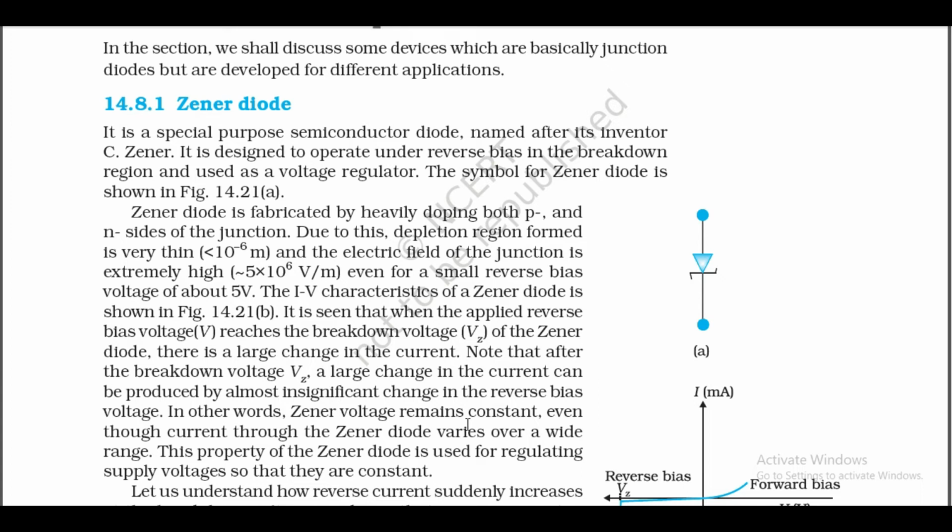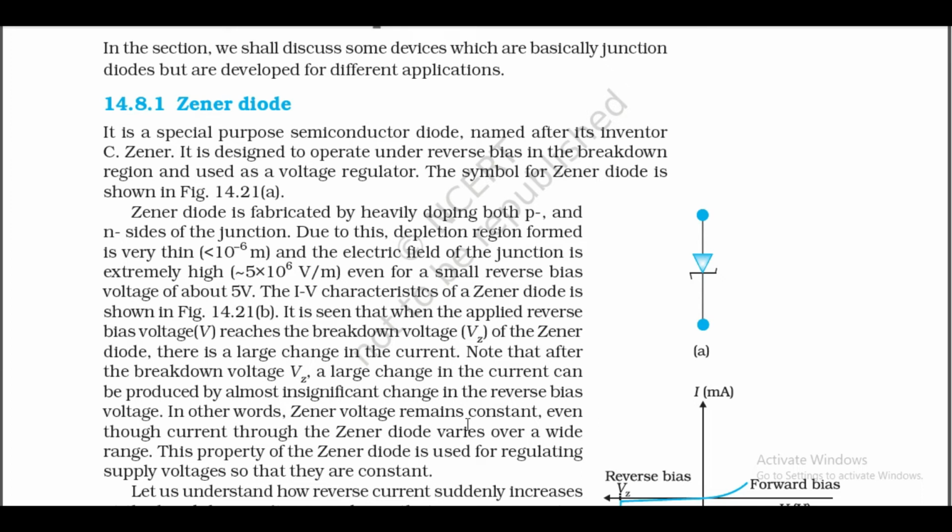It is 5 into 10 to the power 6 volt per meter even for a small reverse bias voltage of about 5 volts. The IV characteristics of a Zener diode is shown in figure 14.21b. It is seen that when the applied reverse bias voltage V reaches the breakdown voltage Vz of the Zener diode, there is a large change in the current.